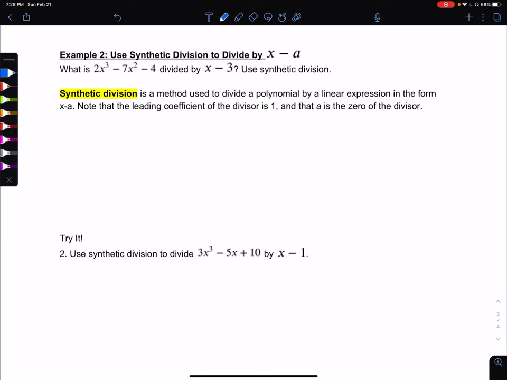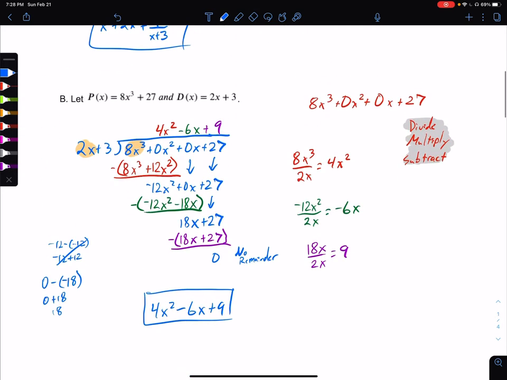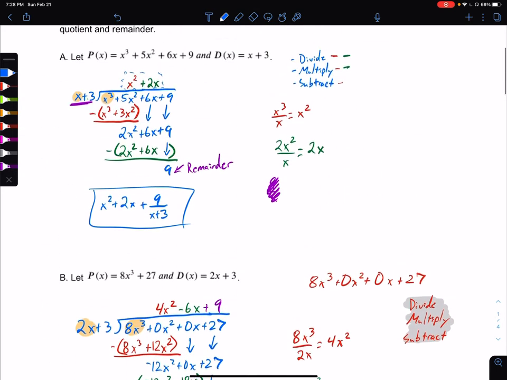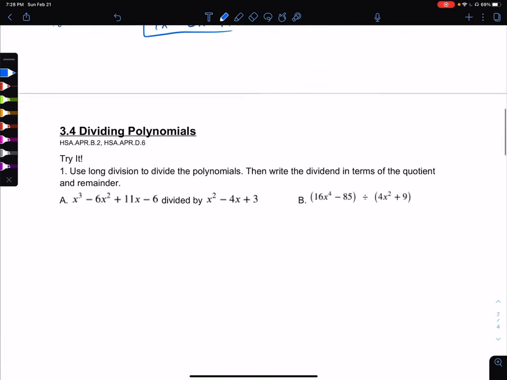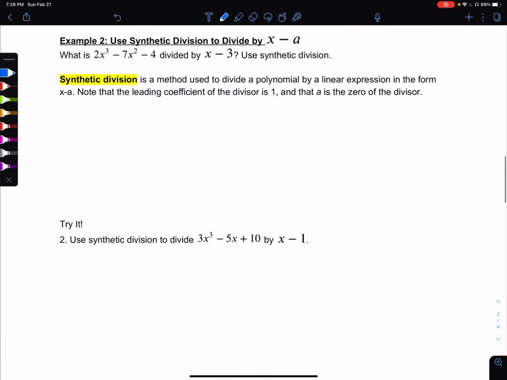In this video, we're going to look at example 2, where we're using synthetic division to divide by x minus a. The nice thing about synthetic division, and the good news, is that we don't have these long drawn-out processes like we would have for long division. However, with synthetic division, there are some things that have to be taken into account.